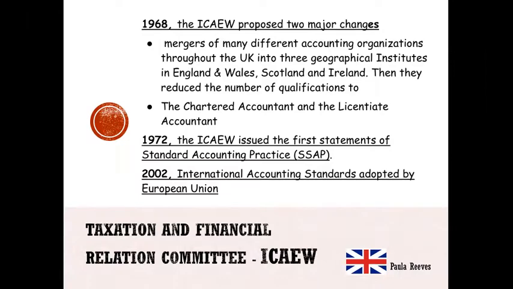In 1968, the ICAEW proposed 2 major changes to the accounting profession. First, the merger of many different accounting organizations throughout the UK into 3 geographical institutes, in England and Wales, Scotland and Ireland. Then they reduced the number of qualifications to 2, the Chartered Accountants and the Licensed Accountants. In 1972, the ICAEW issued the first statements of standard accounting practices. In 2002, the International Accounting Standards were adopted by the European Union.